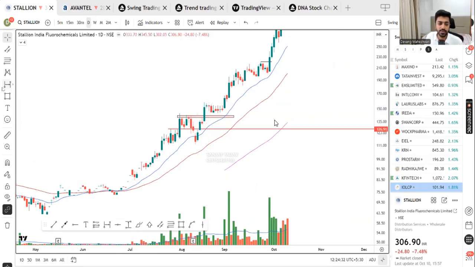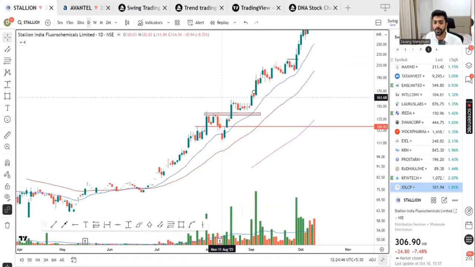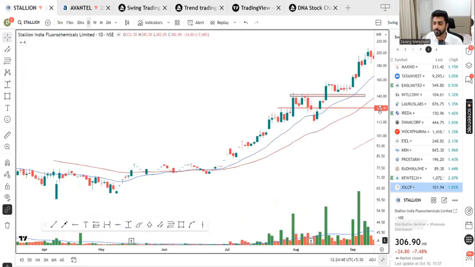Okay, so here this was an up move. Here this is a base. Very short, it quickly went down, went up, and here broke out, and then it moved. So it can be real short also.